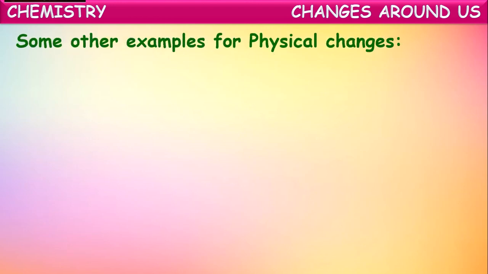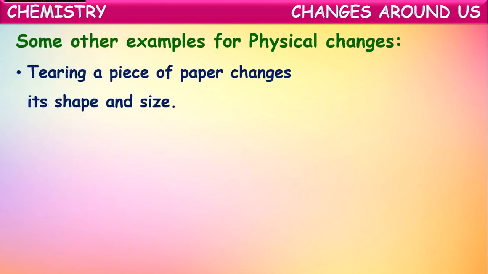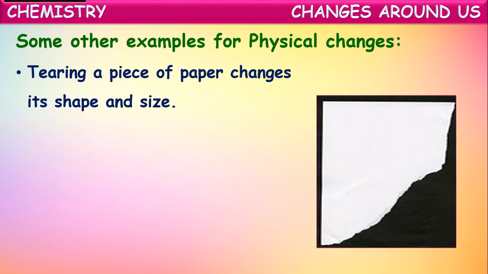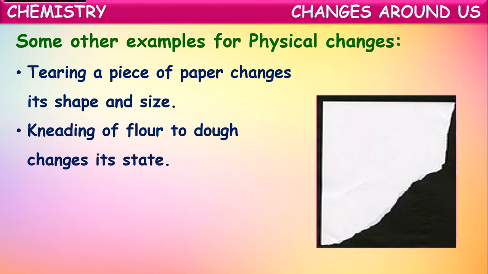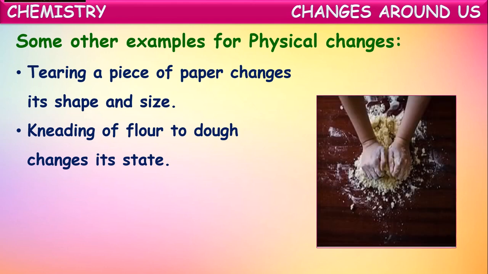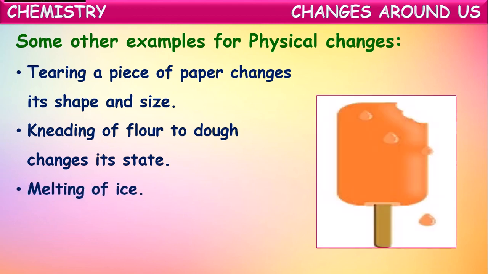Now let us see some more examples of these physical changes. Tearing off a piece of paper: it changes its shape and size, but the molecules with which paper is made won't change. Only the shape and size of the paper change. So we can say it is a physical change. Next one, kneading of flour to dough changes its state, isn't it? Next one, melting of ice. When ice melts, it converts into liquid form, but there will be no change in its molecular composition. So it is a physical change.